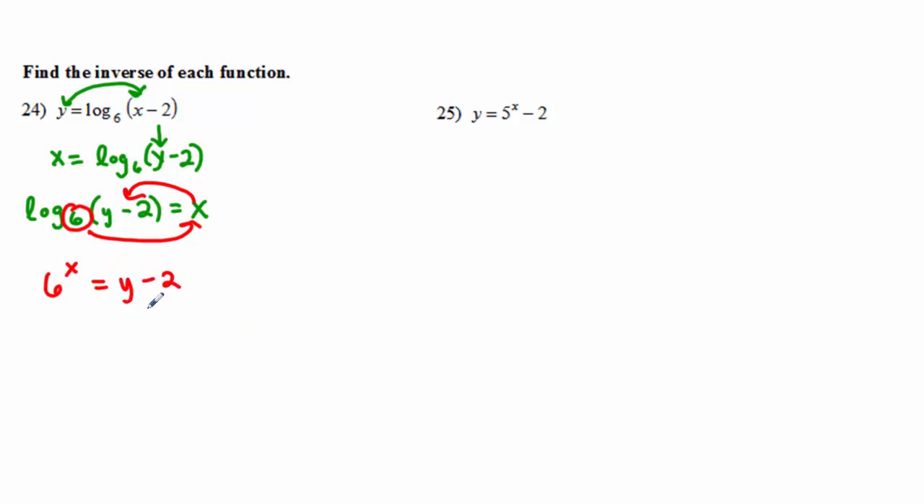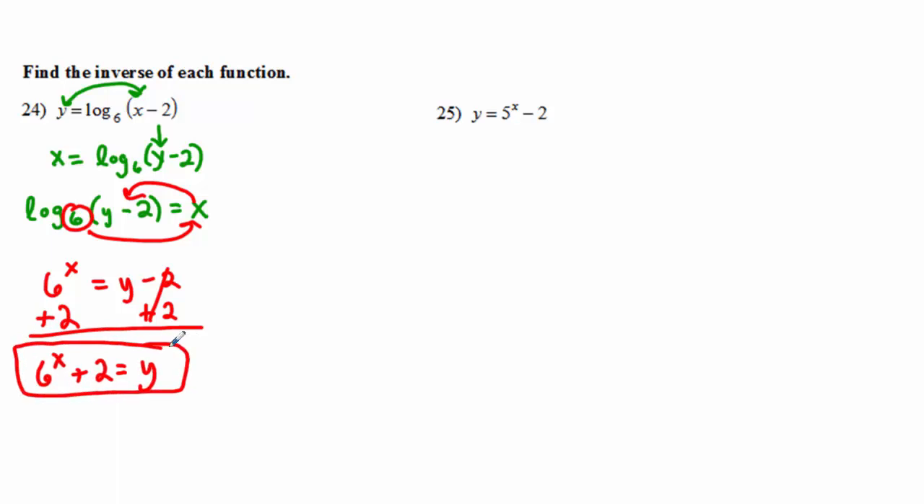Keep going. We still need to solve for y, so we add 2 to both sides. Now, this might seem tricky, but 6 to the x plus 2 is 6 to the x plus 2. We can't actually add those together because the 6 has an exponent and the 2 doesn't. So they just stay separate like that.